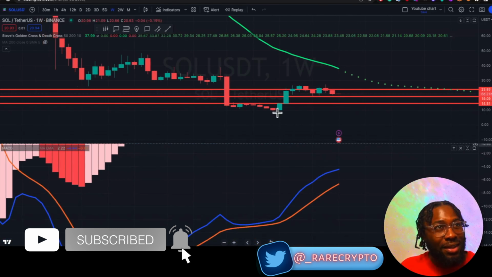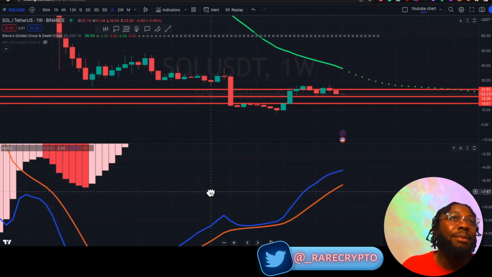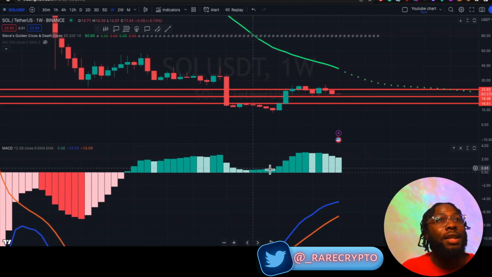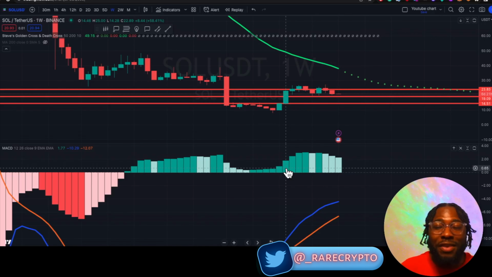All right, so on the MACD, we can see that we have the blue over the orange, indicating that, hey, the prices should come upwards. However, when we look at the colors on our histogram, we can see that the green is turning to light green, indicating that, hey, the trend is shifting.